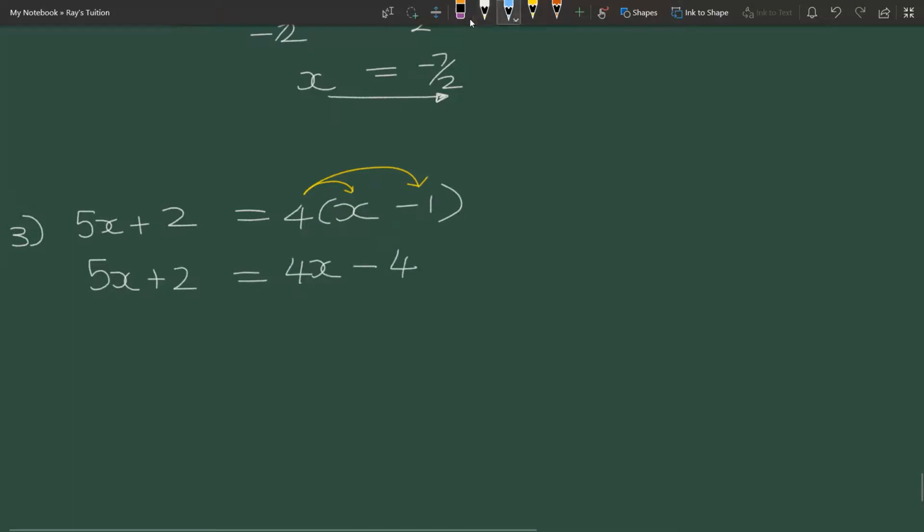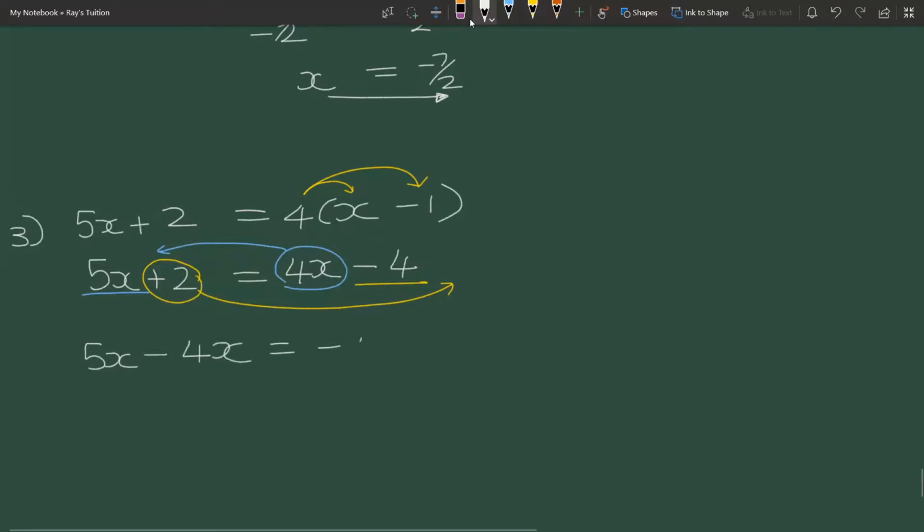Once again, we're then going to collect the x's on one side. So this x is going to stay here, and this one I'm going to take over. And in this case, this -4 will stay, and this 2 I will take over. So the one that is staying, its sign will remain the same, and the one that is moving, its sign will change. And then again, the one that is staying, the sign will remain the same, and the one that is moving, its sign will change. So what we then have is 5x minus 4x, which is x, and minus 4 minus 2, which is minus 6.